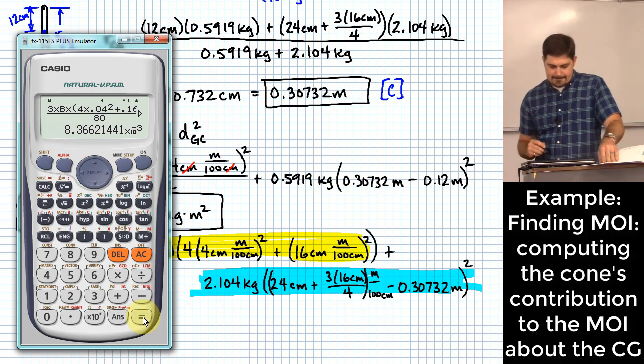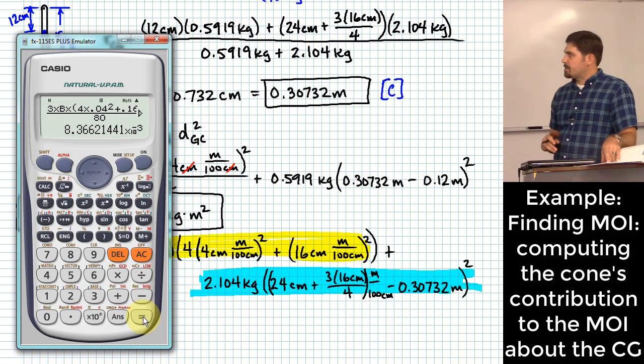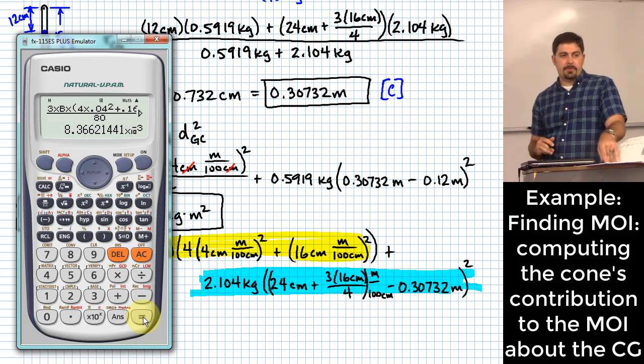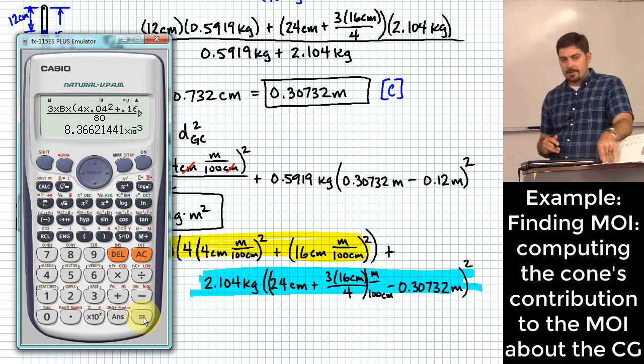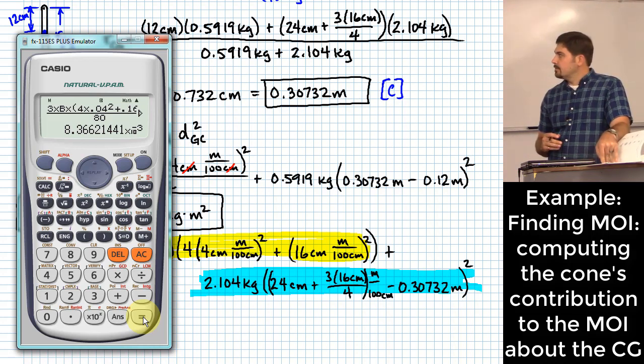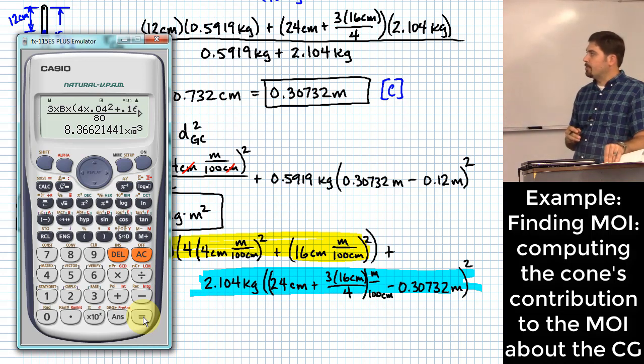Okay, and this number that I get right here is expressed in scientific notation. That's because it's kind of small relative to what the rod was. That's kind of interesting. Which one's more massive? The cone's more massive, right? So why does it have a smaller contribution to the overall moment of inertia around the CG of the composite body? Why is that, you think?